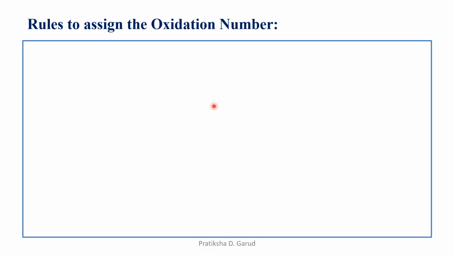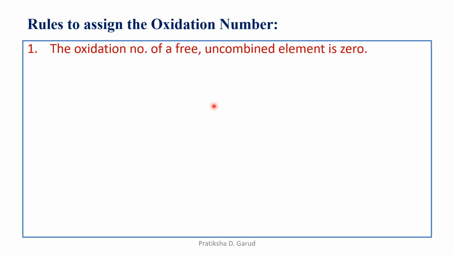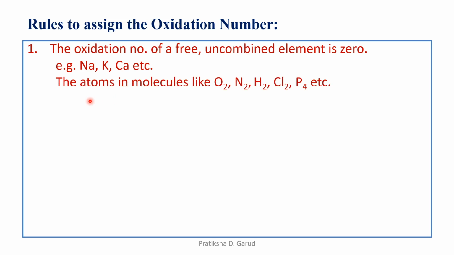The various rules to assign the oxidation numbers are as follows. The first rule: the oxidation number of a free, uncombined element is always 0. For example, sodium, potassium, calcium, etc. All three are free, or uncombined, so the oxidation number is 0. Also, the atoms in molecules like oxygen, nitrogen, hydrogen, chlorine and phosphorus are free. Therefore, the oxidation number is always 0.